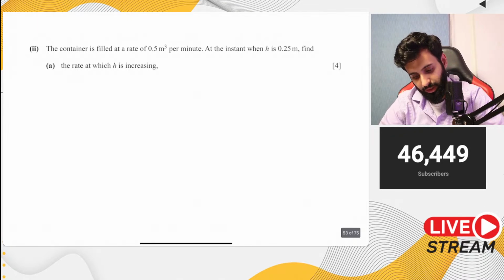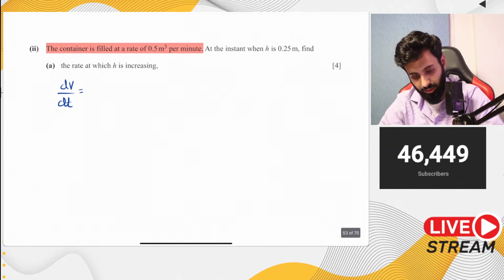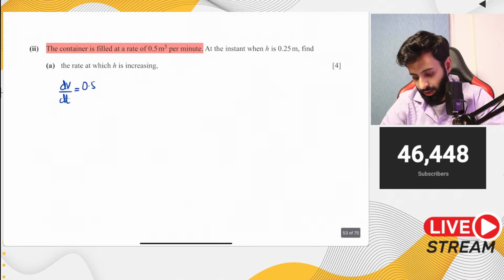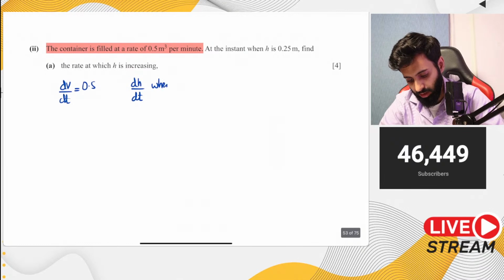So now let's do part 2. The container is filled at a rate of 0.5 meter cube per minute. So what are we talking about over here? We're talking about the change of volume, dV upon dt. So dV upon dt is equal to 0.5. Then it says at the instant when h is equal to 0.25, find the rate at which h is increasing. So we need to find dh upon dt, and we need to do that when h is equal to 0.25.